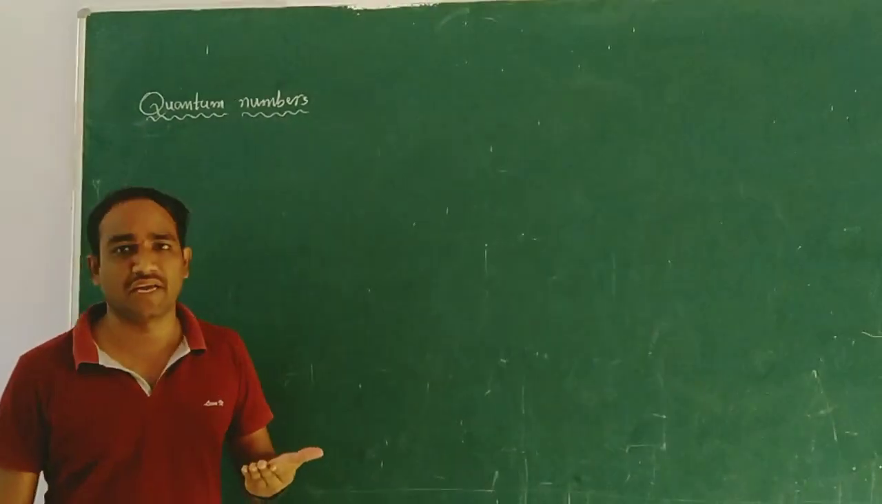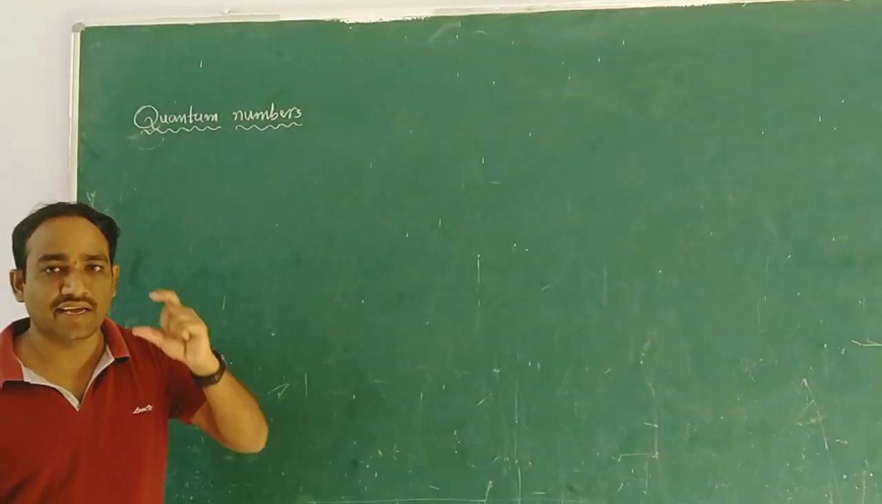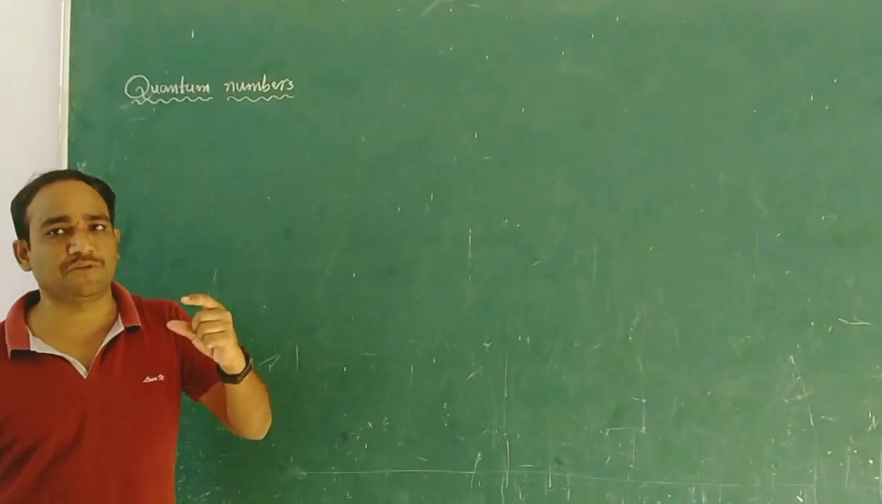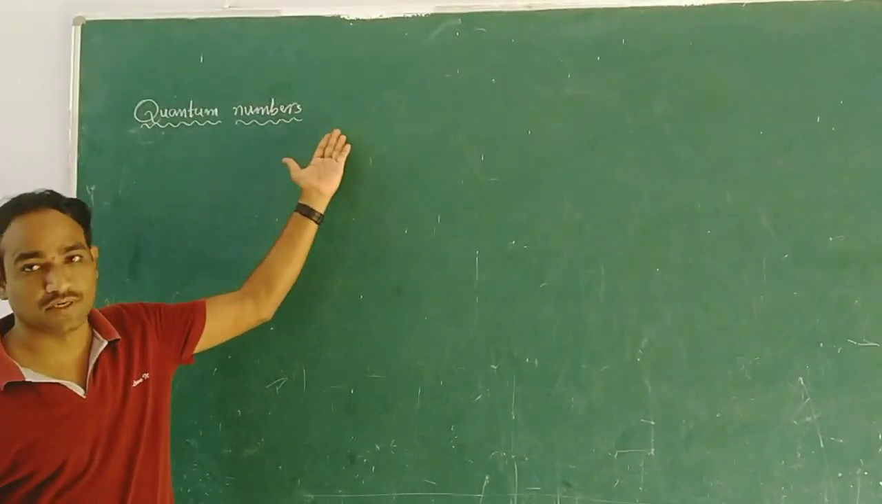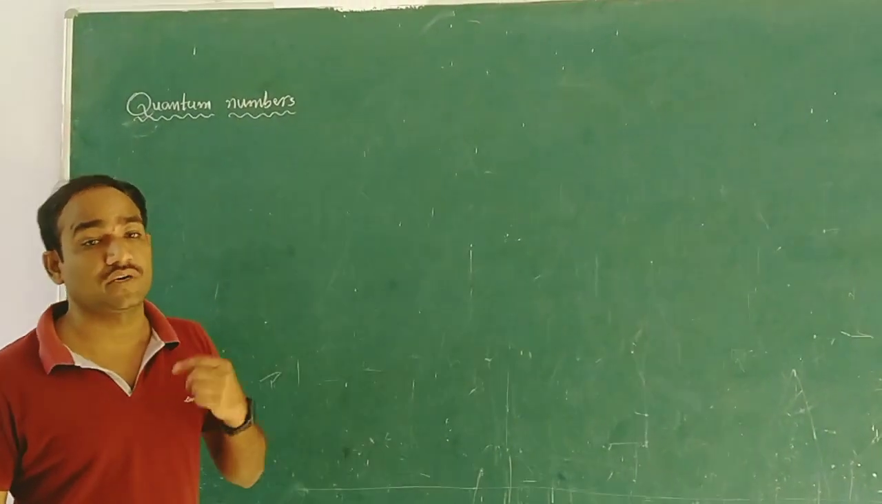Sir, what is meant by quantum number? The quantum number is defined as a set of numbers used to completely provide a description of an electron. So the quantum numbers are classified into four types.